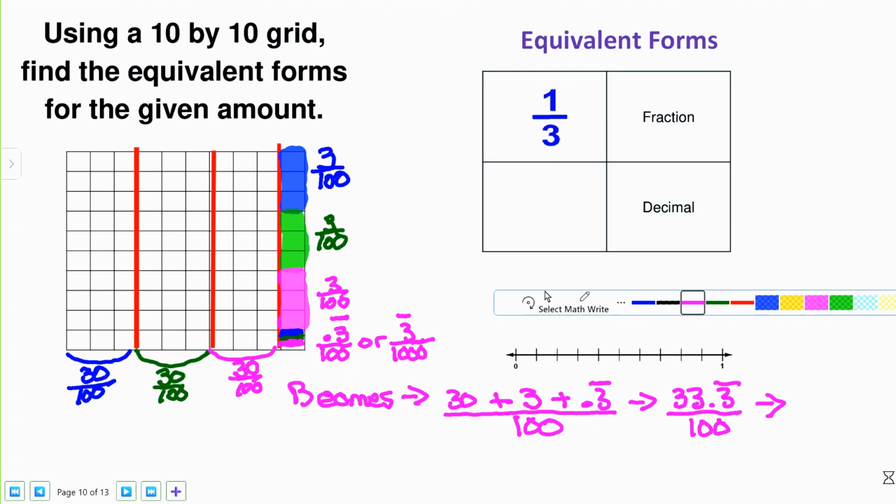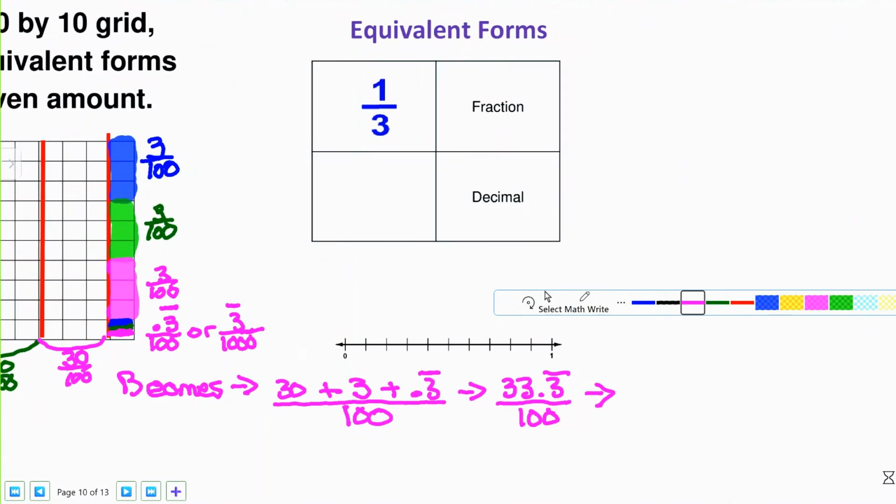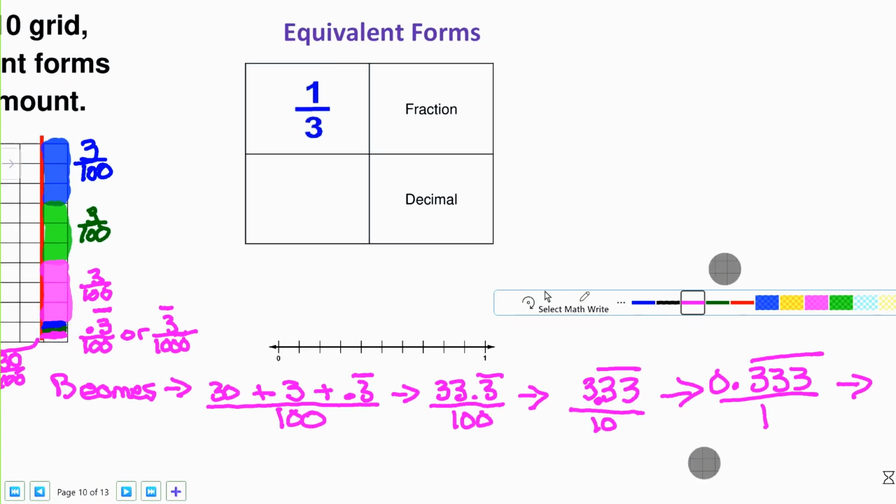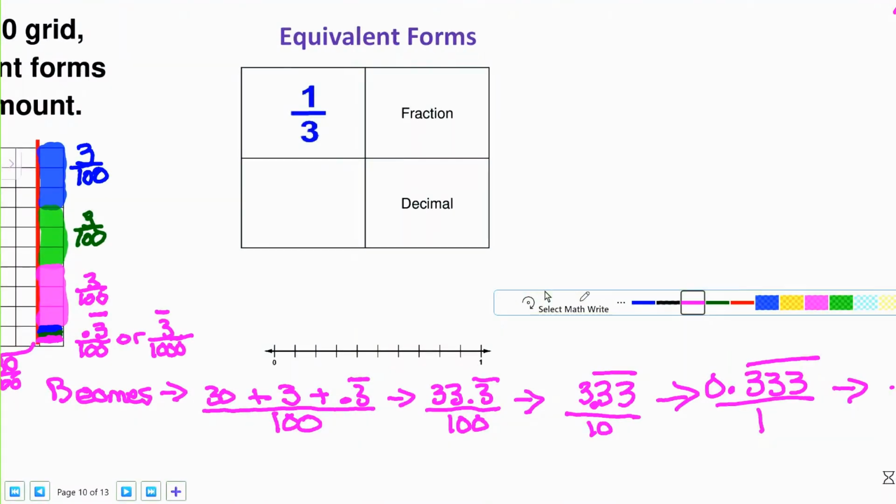Now, if we want to turn this into a decimal, the number's already over 100. So you may have heard the rule, just move the decimal over 2 places and you have the decimal. Well, let's show you where this rule comes from. Well, as it happens, if we do move the decimal over and put it right here, it becomes a number over 10 because we do the same thing. And this becomes over 1. And you can see as we put the number over 10 and then over 1, we have in fact moved the decimal over 2 places.